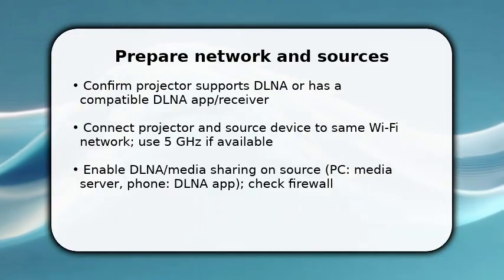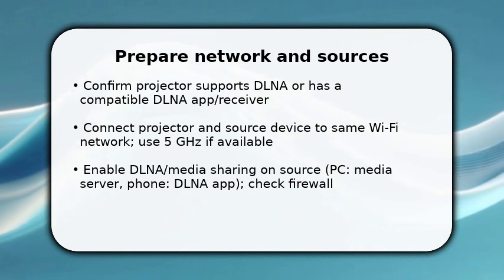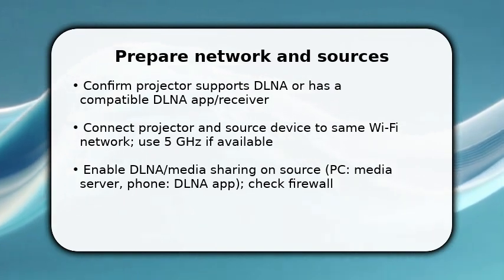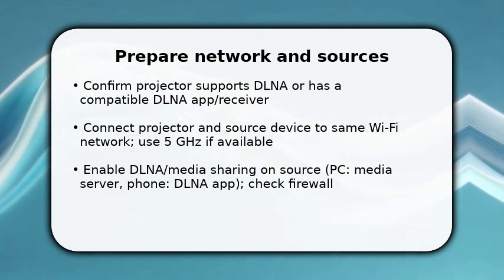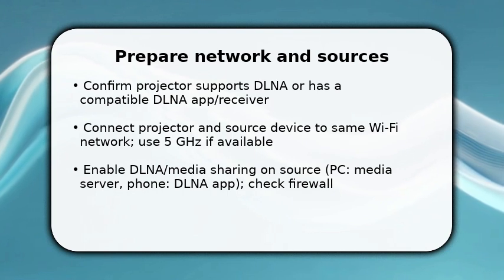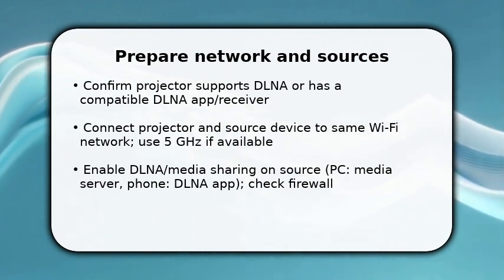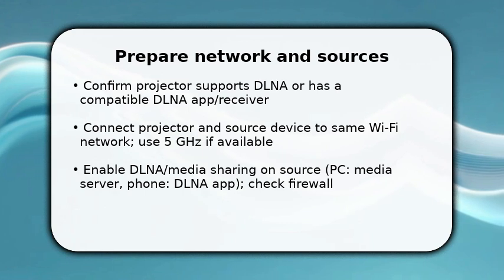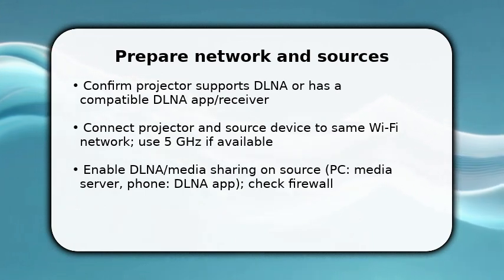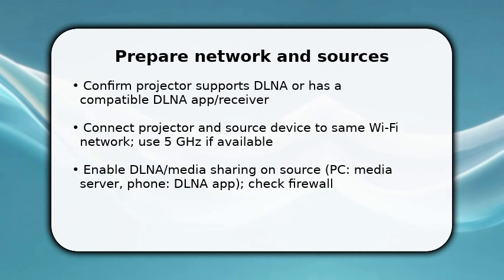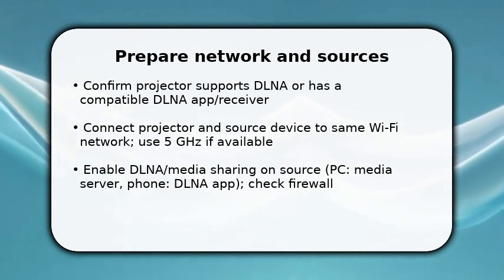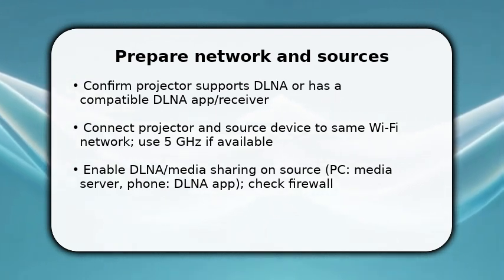You'll start by preparing the network and the media source so discovery works. First, make sure your projector actually supports DLNA or install a compatible DLNA client. Once done, put both the projector and your phone or PC on the same Wi-Fi network. Different subnets block discovery. Next, enable a DLNA media server or sharing on the source device and temporarily allow it through the firewall so the projector can find media files.